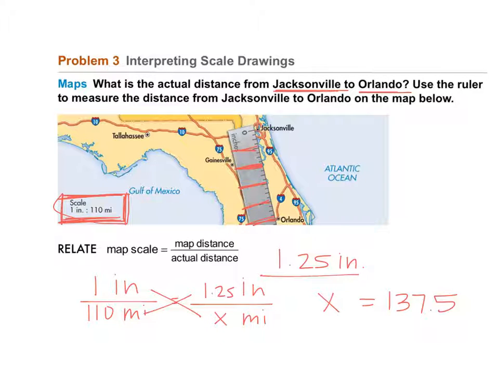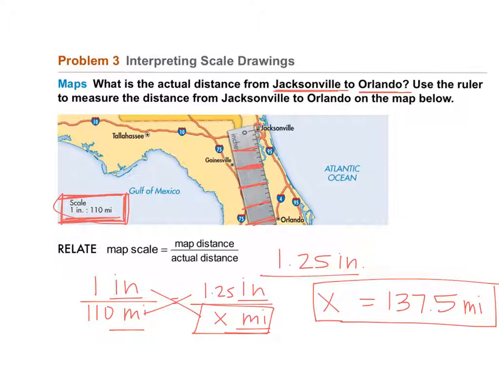Now here's where it's a little bit tricky at times. 137.5 what? Inches or miles? Miles, right? If we were going inches to miles, miles is our unknown. So it's 137.5 miles from Jacksonville to Orlando. So it's just a scale drawing. You take the scale they gave you and you set it up as a proportion. Questions on that?